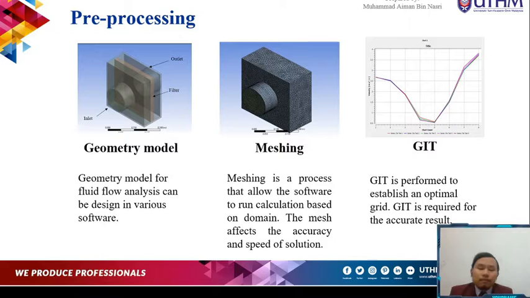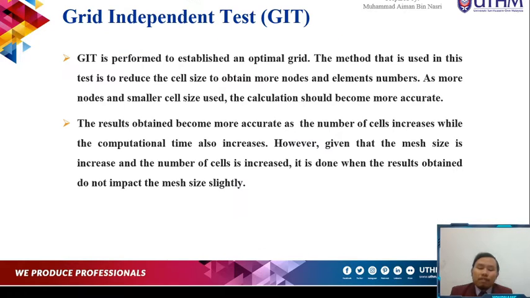Pre-processing, we have three here: geometry model, meshing, and GIT. The geometry model for fluid flow analysis can be designed in various software. For example, we can design in SpaceClaim or Design Modeler, or we can use SolidWorks and import into the ANSYS. Meshing is a process that allows the software to run calculations based on the domain. The mesh affects the accuracy and speed of the solution. The GIT is performed to establish an optimal grid. GIT is required for an accurate result.